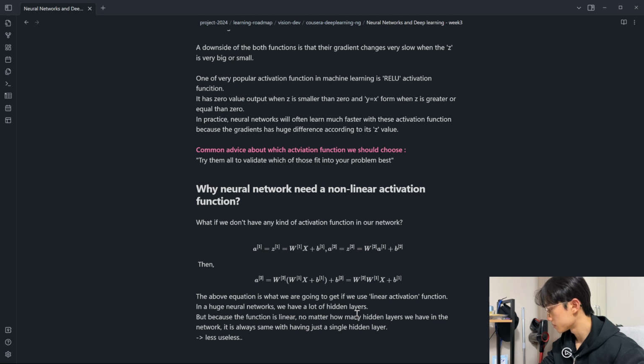When you implement backpropagation for your neural network, you need to really compute the slope or the derivative of the activation function.